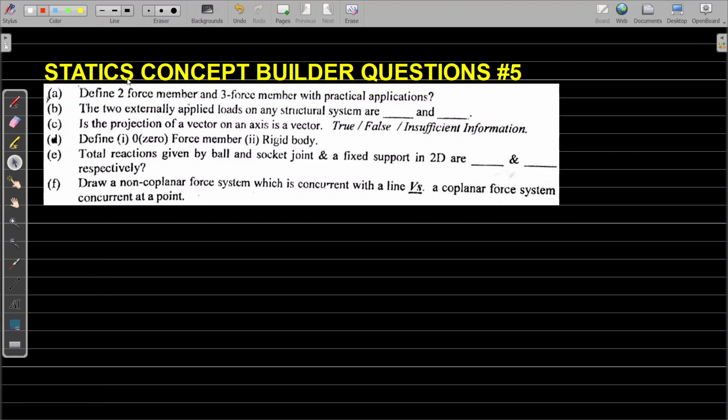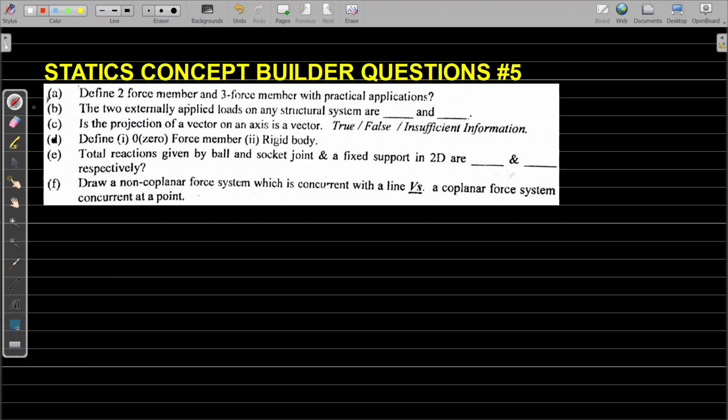Just to continue our statics concept builder questions, this is part number 5. We have a new set of questions that will increase our basic understanding of engineering statics. So let's start with these questions. We have technically been given six questions, A, B, C, D, E, F.